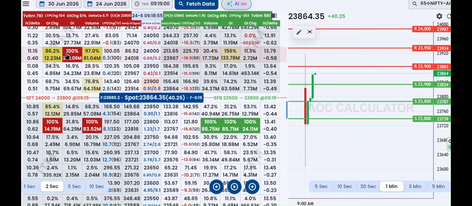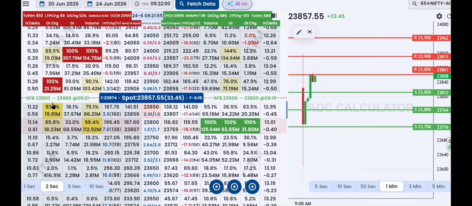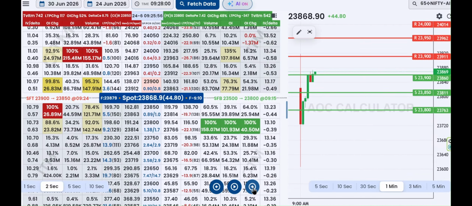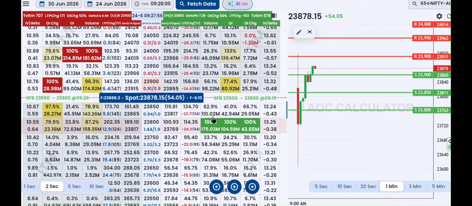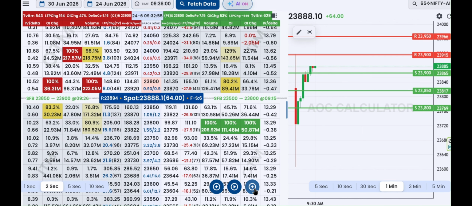Although the main resistance does not shift, we can observe counter positions appearing at 23,800. At this stage, we can clearly identify 23,800 as a strong support because it has 100% volume, 100% put OI, 100% put OI change. However, on the call side, the OI change is not yet strong enough. Therefore, we should wait until all the bottom reversal conditions are fully confirmed.